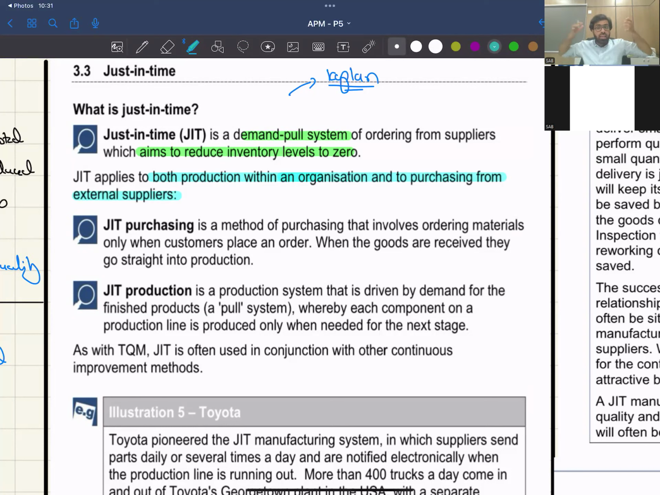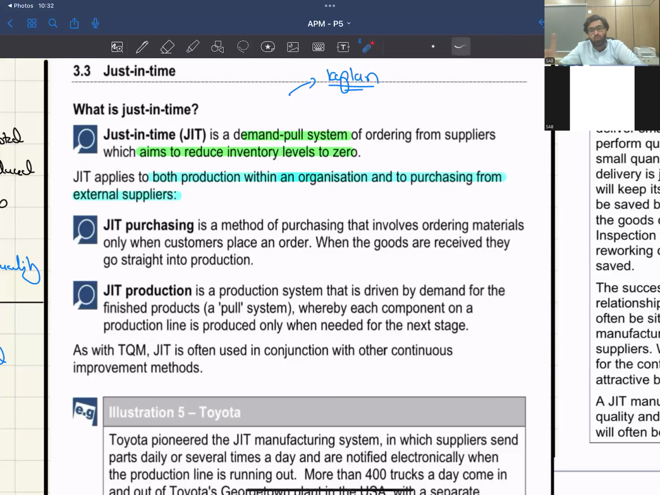If we want to purchase, we'll purchase once we receive the order. If we want to produce, we'll produce once we receive the order, right? So now see, what's JIT purchasing and what's JIT production? JIT purchasing is a method of purchasing that involves ordering materials only when a customer places an order.